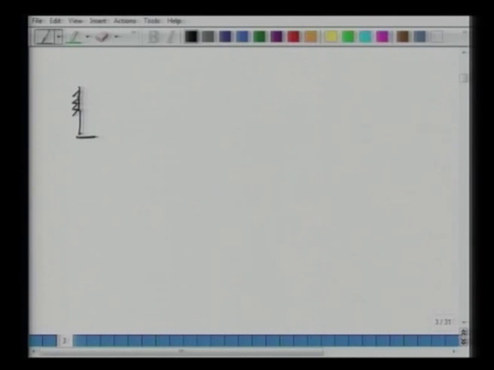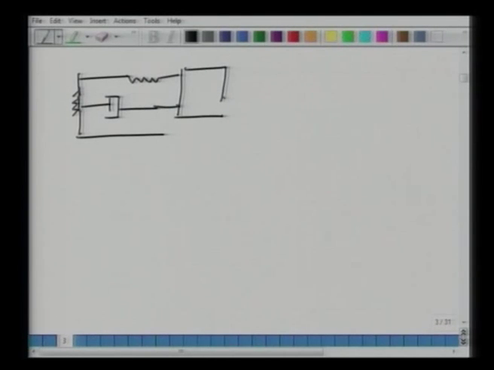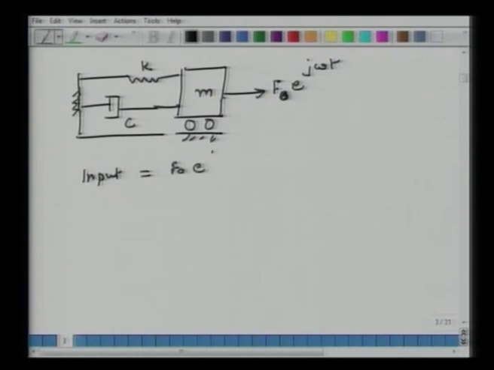So consider a spring mass system, which also has a damper. And then the spring and the damper are now connected to a mass M. The stiffness of the spring is K. The damping constant is C. And I am exciting this entire system by F0 e^(jωt). So my input in this case equals F0 e^(jωt), and then my output response. Suppose I am interested in knowing the displacement at this point, and suppose I call it X.